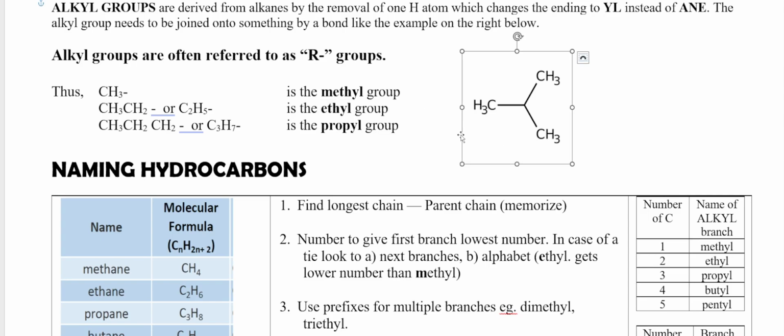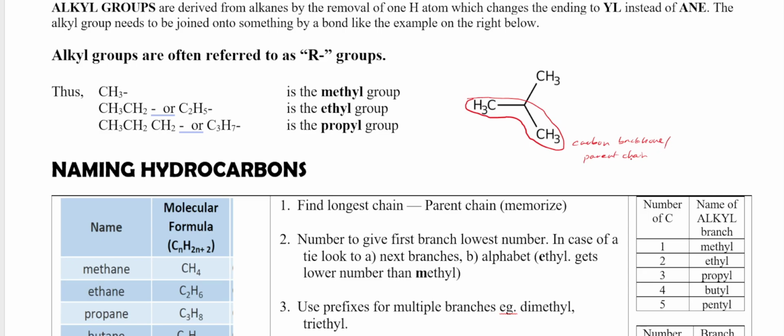Okay, so as you can see right here, this is actually just propane because that is the carbon backbone, also known as the parent chain. And then this right here would be the methyl group. So the methyl group is attached to the propane parent chain.